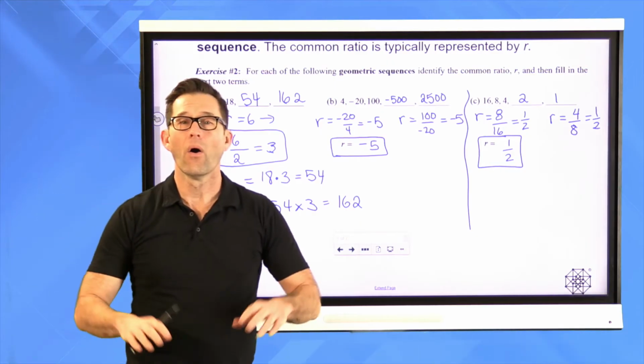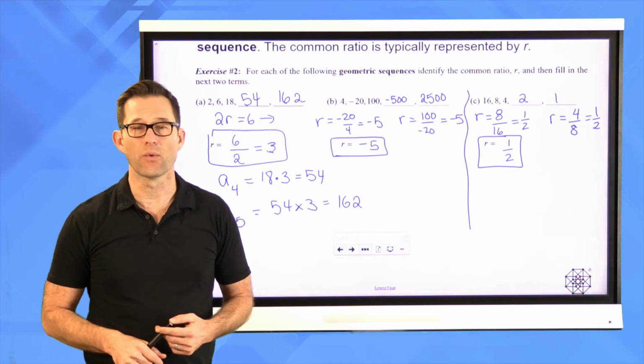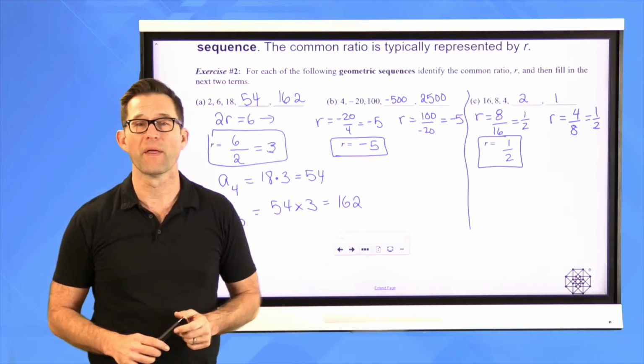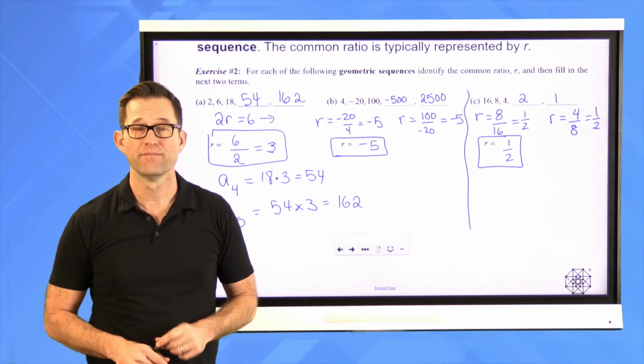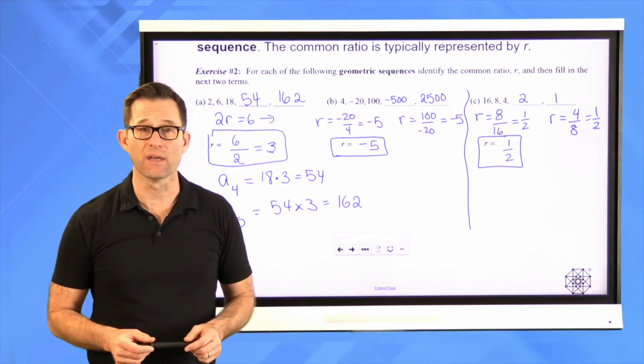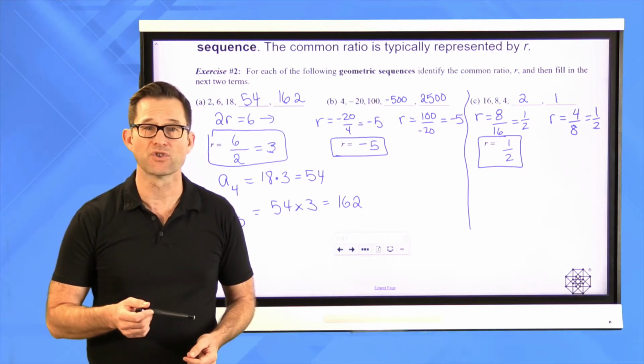All right? All of these, all three situations, are geometric sequences. To get from one term to the next term, you multiply by the same number each time. Easy enough, right? Very similar to an arithmetic sequence where you add or subtract by the same amount each time.